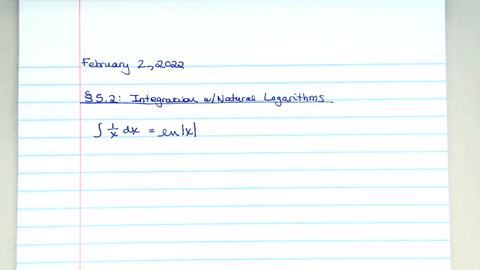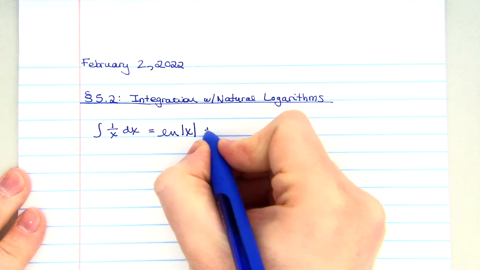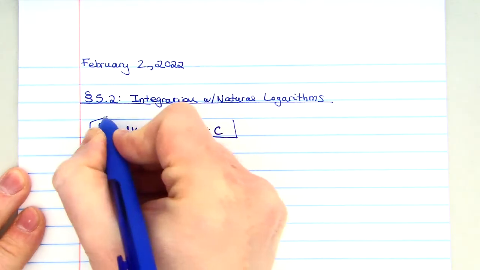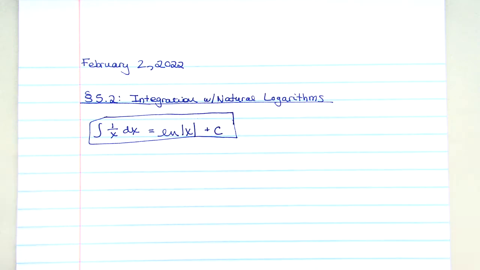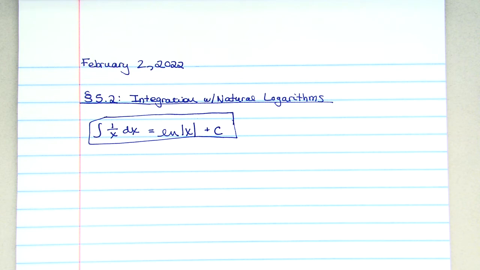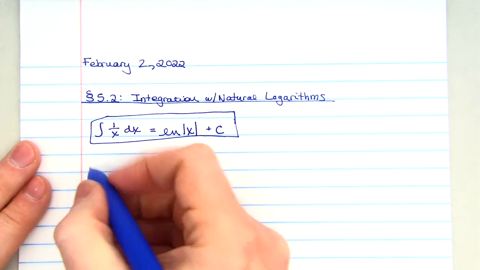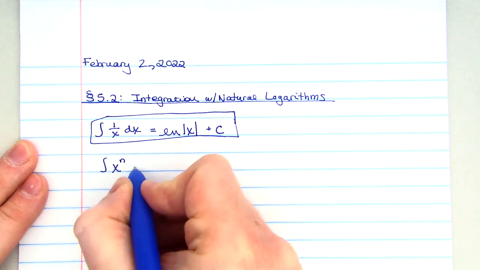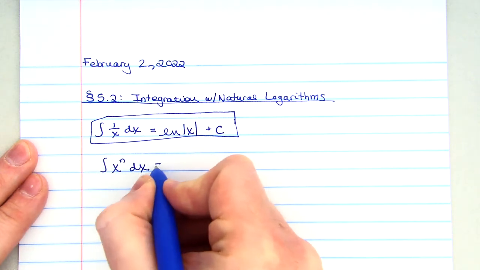Well, actually, hold on, I'm not totally done. What am I missing? We're doing integrals, plus c. The integral of 1 over x dx is the natural log of the absolute value of x plus a constant. And actually, I want to look at this one other way. We can also view this as just a special case of the power rule.